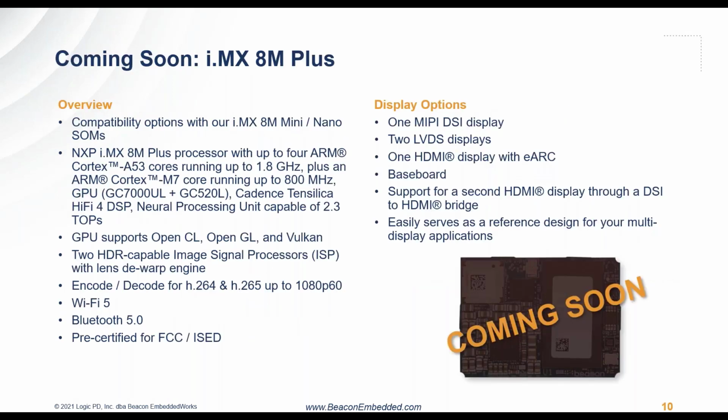And then coming soon, we have an i.MX 8M Plus that's currently in development. The 8M Plus is the new SoC from NXP. It takes a little bit of the best of both worlds from the Mini and the Nano, meaning the Cortex-A speeds of the Mini, the M7 from the Nano, but it now runs up to 800 megahertz. And then it adds a Tensilica HiFi 4 DSP and a neural processing unit, or an NPU, that's capable of up to 2.3 TOPS. There are some improvements on the graphics as well. And it's got a capability for encode and decode for both H.264 and H.265 for video applications.